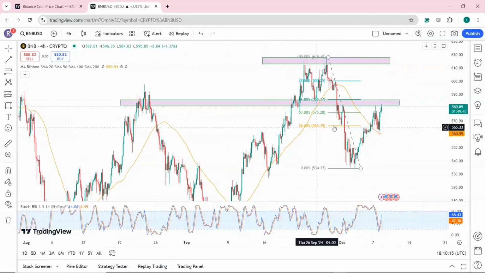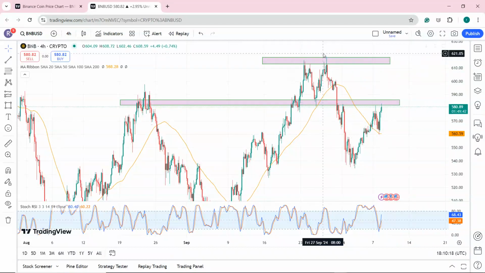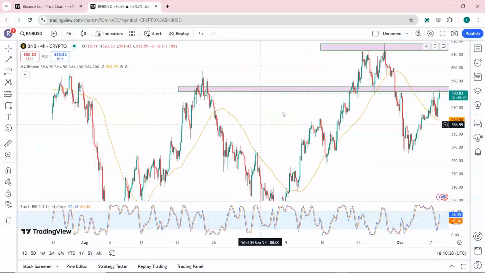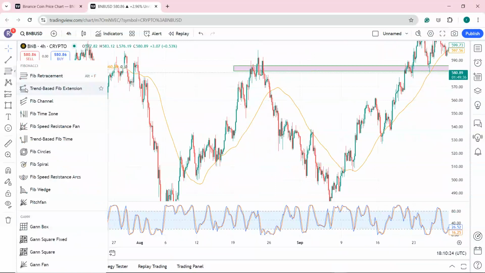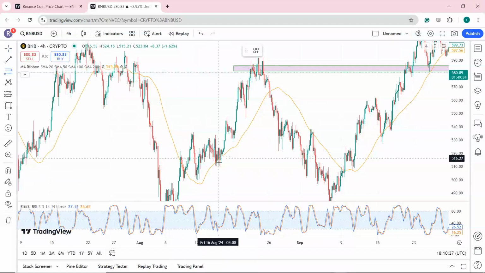So this is what I'm going to do now. Let's go for a downtrend. Let's assume the price of this token is going down. I'm going to do it around this level. When do you need to enter this level? Enter this trade, rather. Click on the fib retracement.